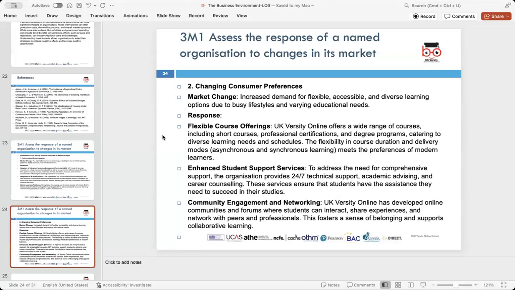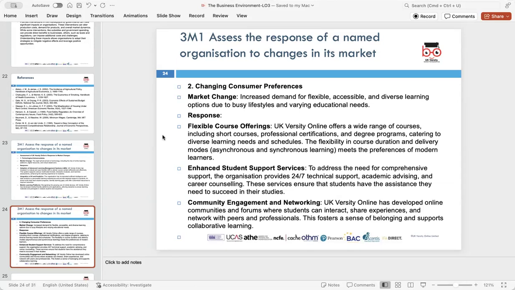So next is changing consumer preferences. Today's learners have different needs and preferences compared to the past. There is an increased demand for flexible and diverse learning options. We will look in more depth at how UK Versity Online has adapted to these changes.